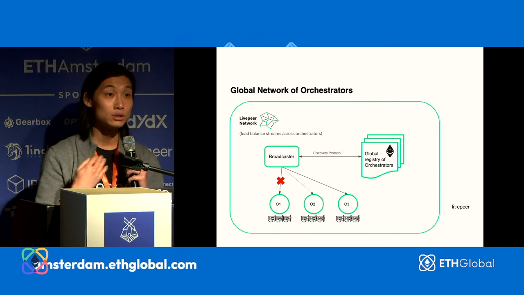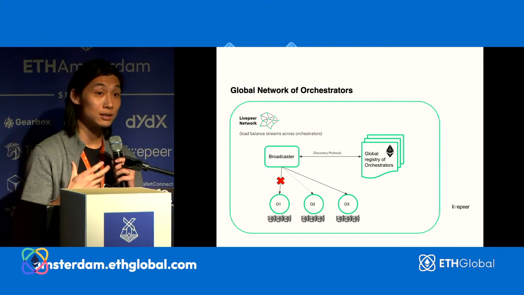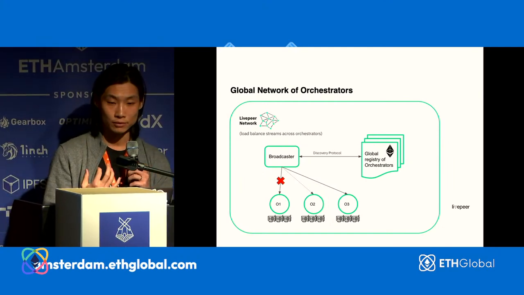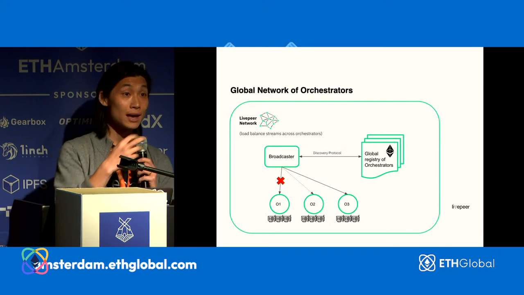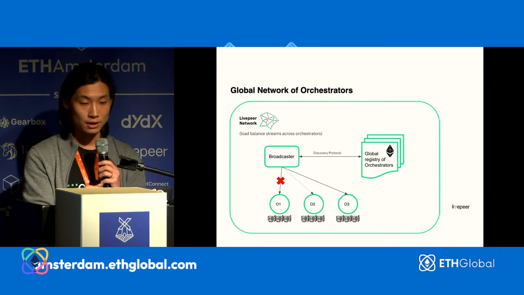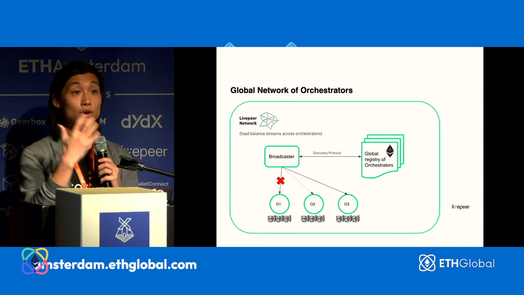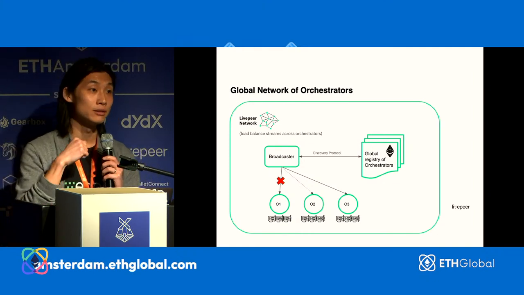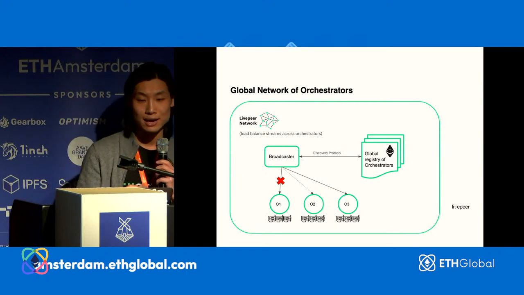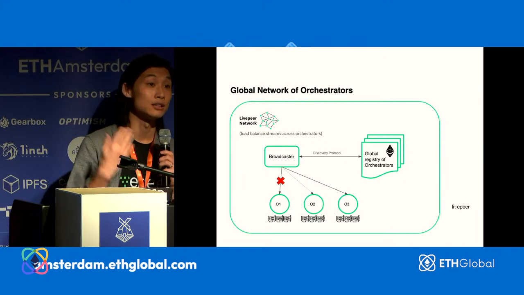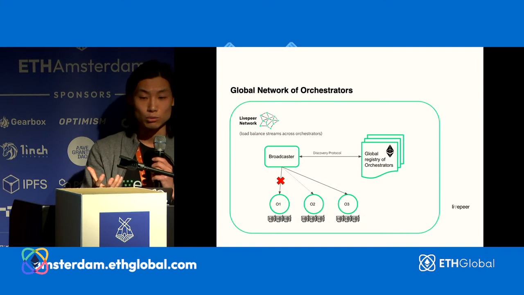Through this discovery protocol, I can not only get a list, I can also start testing, oh, who's closer to me? Who has a good latency with me, has a good connection with me. And I can start sending my video to them and they can start transcoding that for me. And of course, the protocol also handles micropayment, so the value transfer also happens, and the orchestrators are incentivized to do that transcoding work.